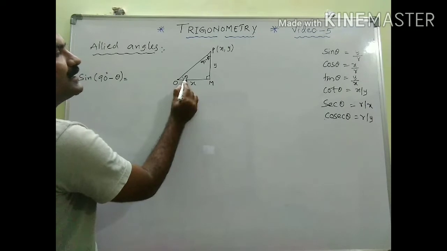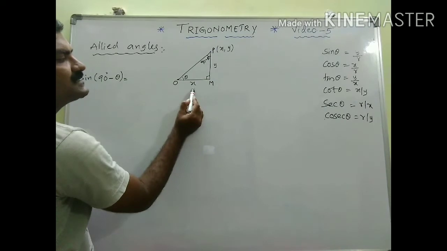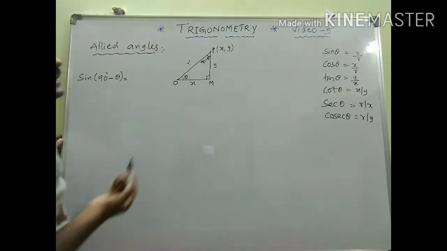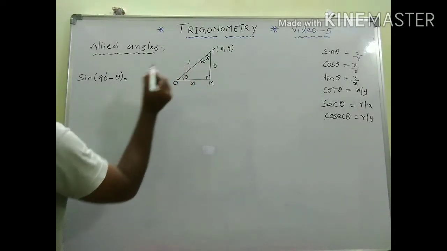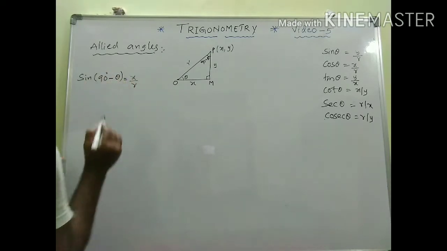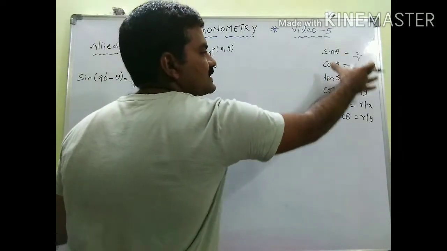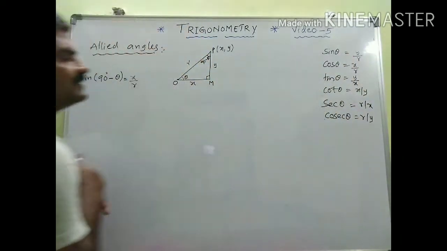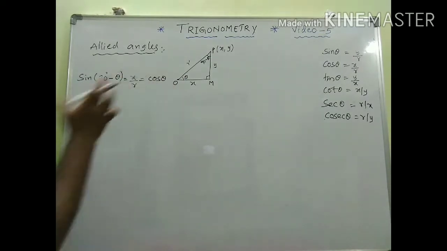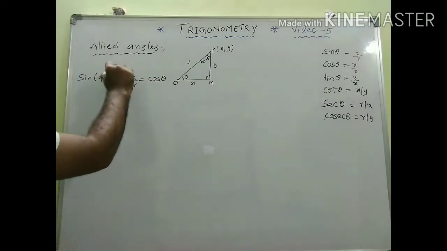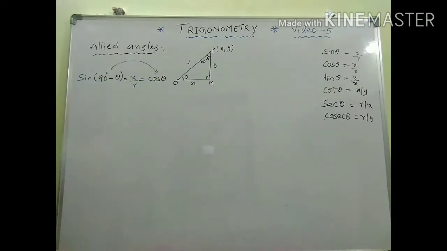You should not check it for theta, because my angle is now 90 minus theta. For 90 minus theta, the opposite side is x and the hypotenuse is, as usual, r. So for 90 minus theta, the sine ratio is opposite by hypotenuse, which is x by r. But what does x by r mean? Earlier we already saw from the last example that x by r is nothing but cos theta. Sine of 90 minus theta is equal to cos theta. So this is a very important concept. Or cos theta we can also write as sine of 90 minus theta.